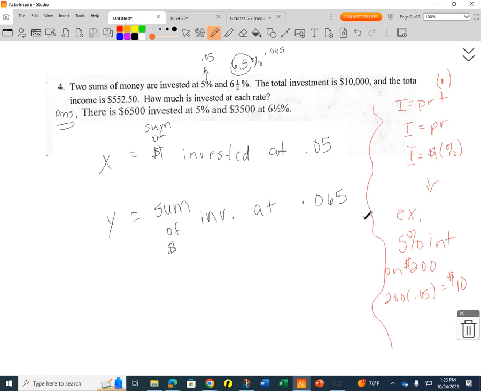So now we've defined our variables. We know what x represents, and we know what y represents. So now we need 2 equations. Here's where we get to the other part of this: the total income. The income, remember, is the amount of interest you pay someone to borrow their money. So income is going to be our interest. We have to know that they're the same thing in this problem. That make sense, Sam? Interest and income are the same thing, right?